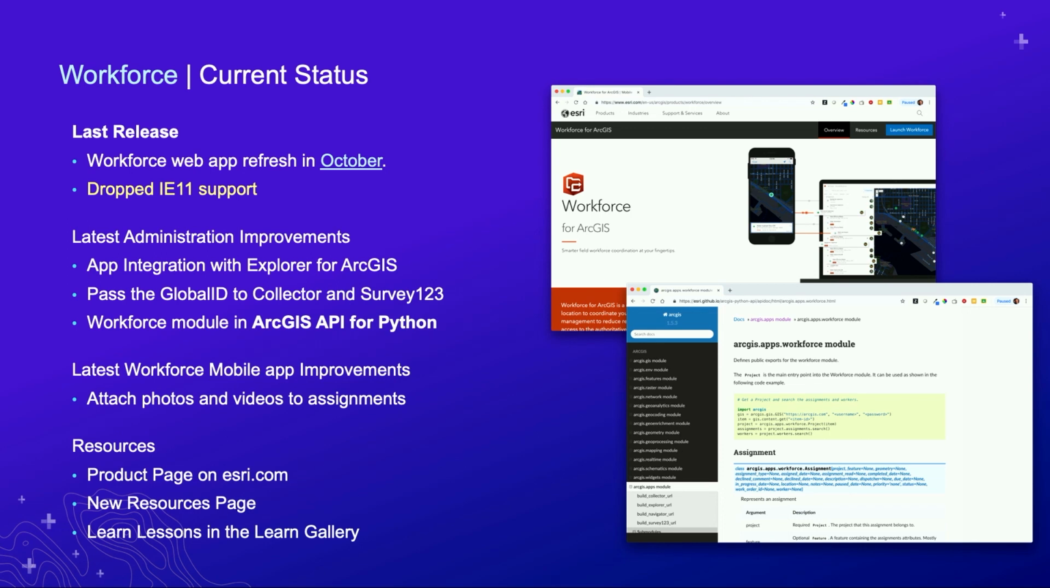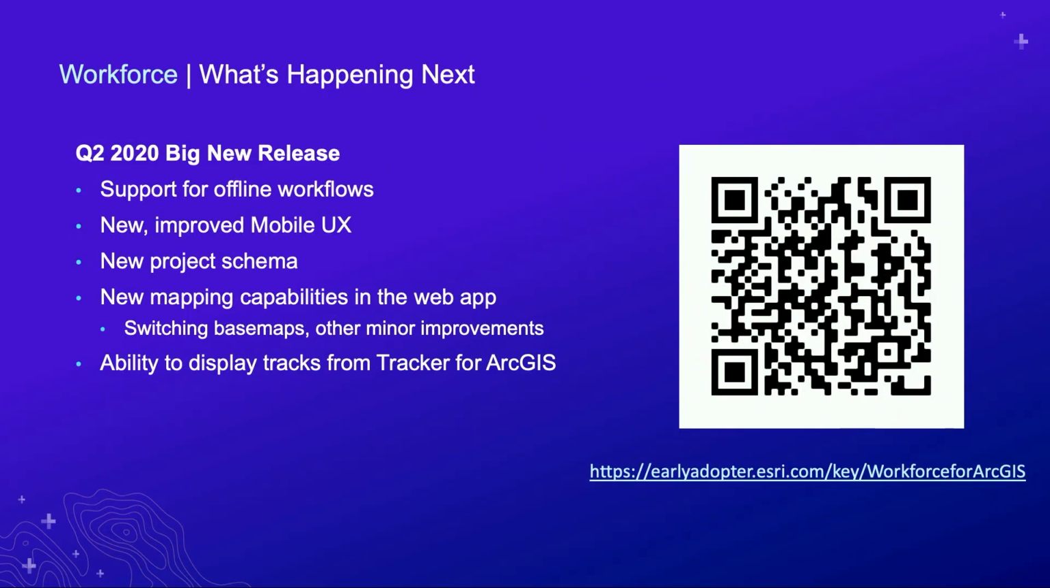But I wanted to spend the rest of our time today focused on what's coming next, because where we sit right now is in the middle of a really big new release. Our plans are to ship this in the summer with the update to ArcGIS Online and coincide that with ArcGIS Enterprise 10.8.1. But we're in beta on the iOS platform and with the web application right now.